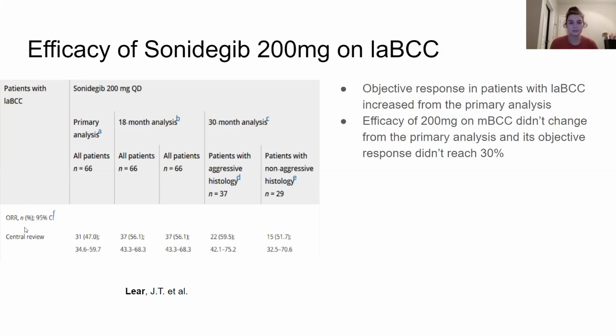And this does include complete response and partial response. And we see a nice increase here from the primary analysis, which was at 6 months, to the 18-month analysis. So we see an increase here in objective response rate. And then we also see a high objective response rate here at the 30-month analysis. And they just divided the patients up among histology here. And we do see similar trends with the locally advanced patients taking the 800 milligram dose. And then as far as the efficacy of the 200 milligram dose on metastatic patients, it didn't really change from the primary analysis, and its objective response didn't reach 30%, unfortunately.